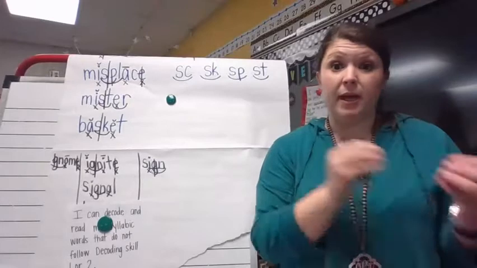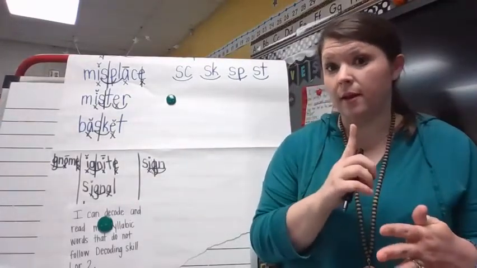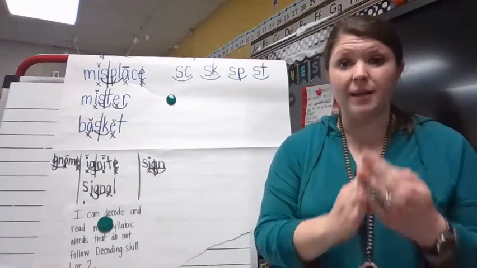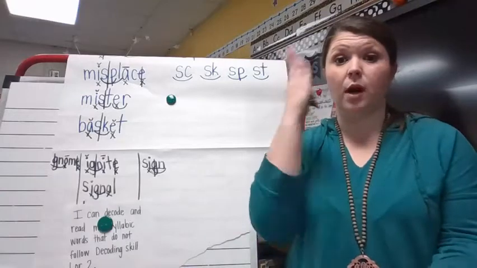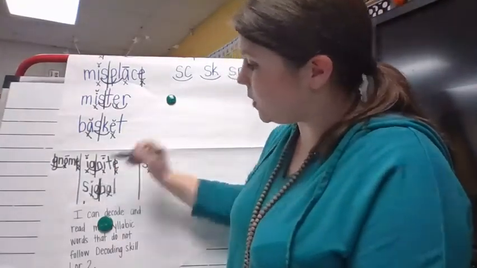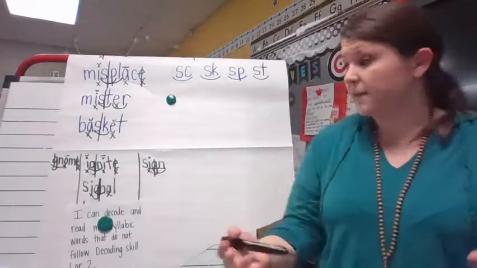Remember, if it comes at the beginning or the end, they have to stay together to make that one sound. But when that G and that N are found in the middle of a multisyllabic word, it's going to follow decoding skill number 2. Two consonants will split. So I'm going to split this word into syllables between the G and the N. So now the G and the N both have sounds.